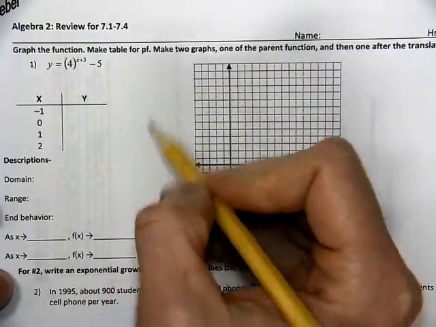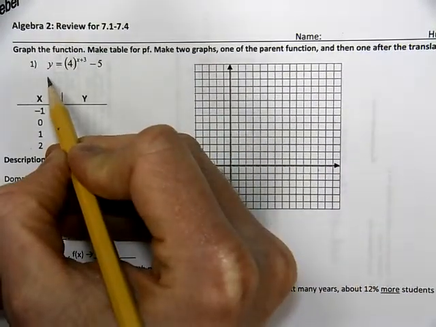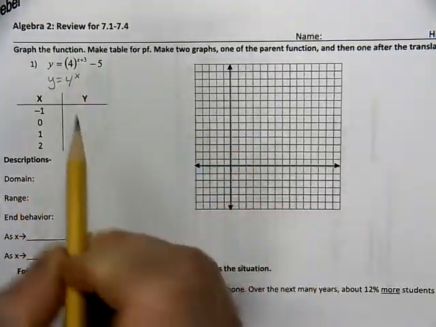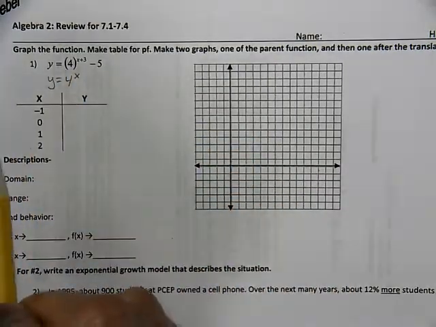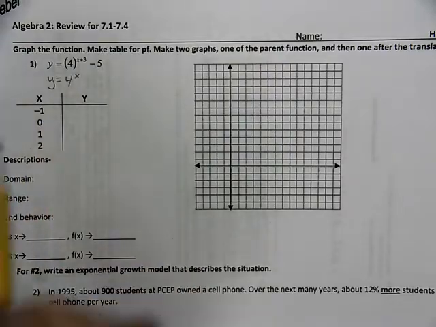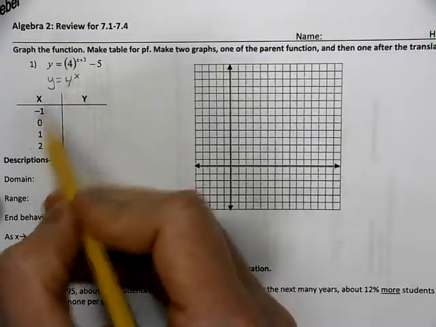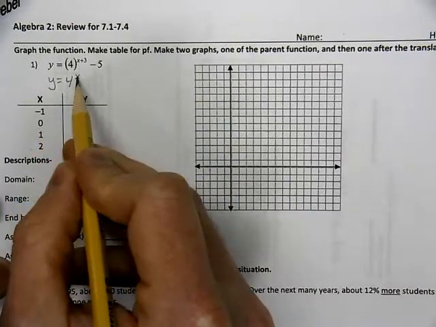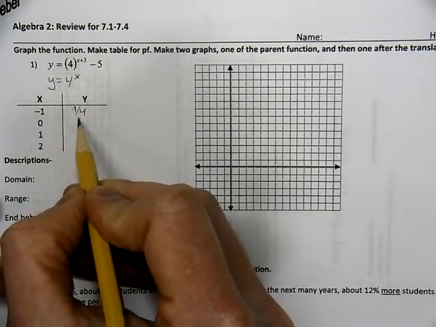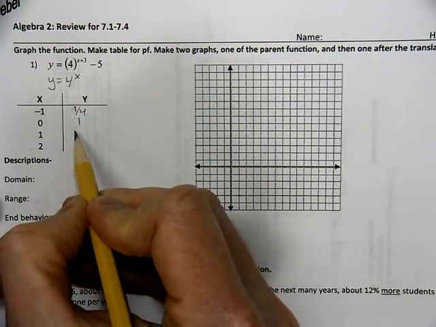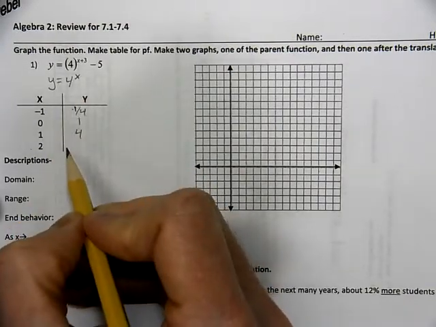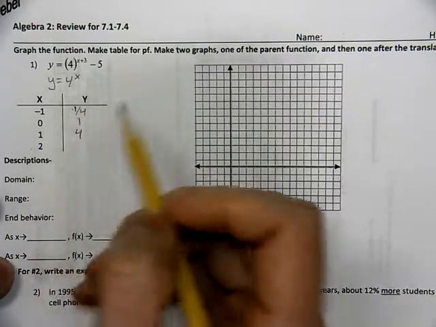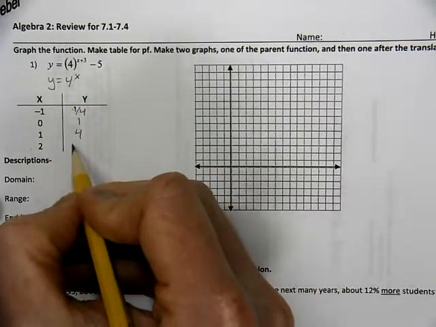To help us figure this out, we're going to start out with the parent function, which is just the base to the 4th power. So 4 to the x power. When we plug in -1, we're going to get 1/4. Plug in 0 for x. Anything to the 0 power is 1. 4 to the first power is 4. 4 to the second power is 16.